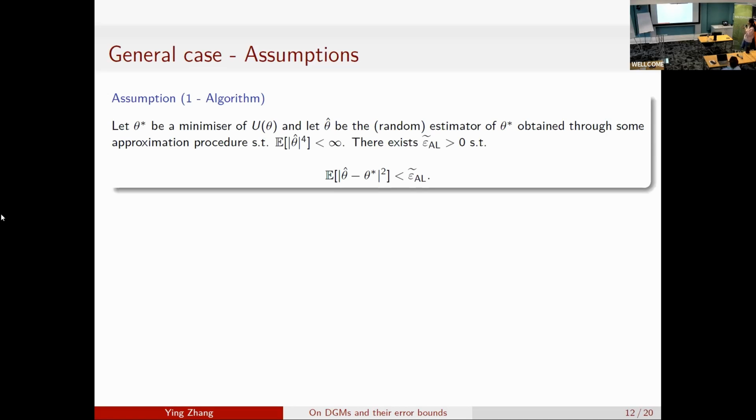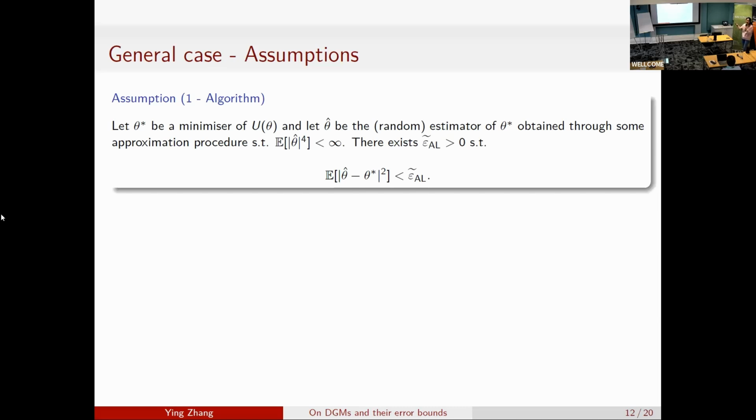And if we denote by theta hat the estimator of this theta star, which can be obtained through some approximation procedure, we require it to have finite fourth moment. Usually finite second moment would suffice, but here we require fourth moment because we want to obtain the optimal rate for the sampling procedure. Then we assume that there exists some constant such that this L2 error between the estimator and the minimizer is controlled by this arbitrarily small value.